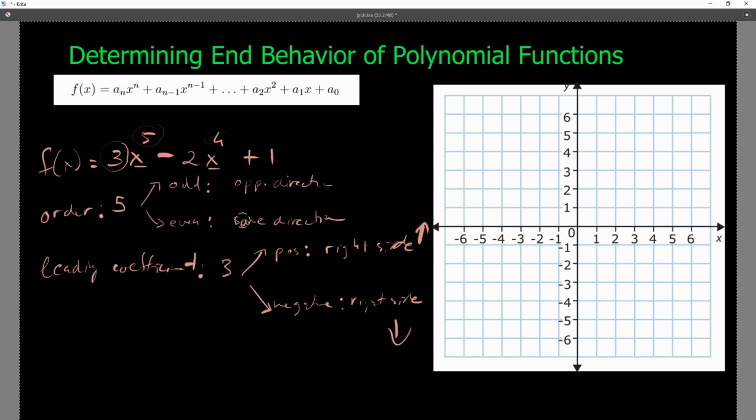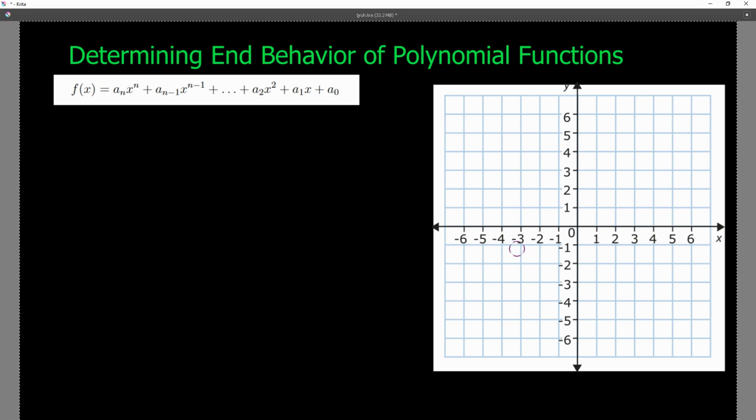So in this problem, because the order is odd, one side has to point up and one side has to point down because it goes in opposite directions. If it was even, they would both point in the same direction. Now the leading coefficient is positive, so the right side points up. Because it's odd, they go in opposite directions, so the left side has to go in the opposite direction, which means down.